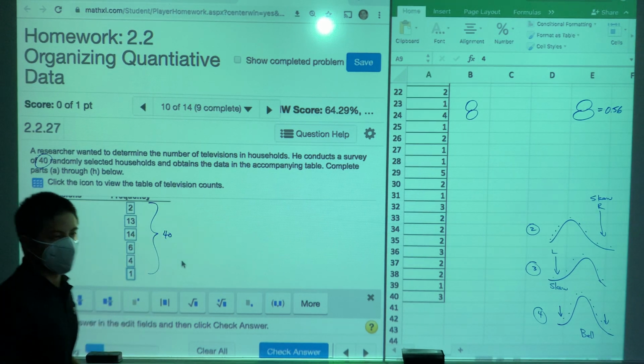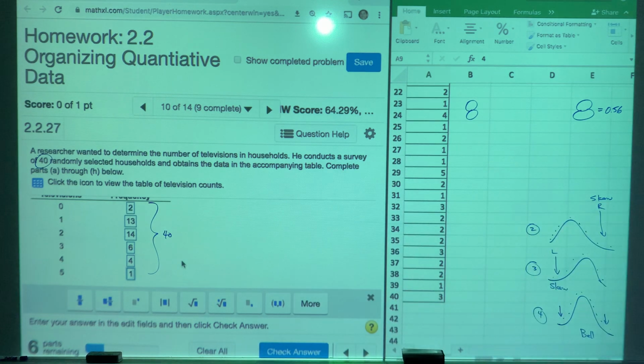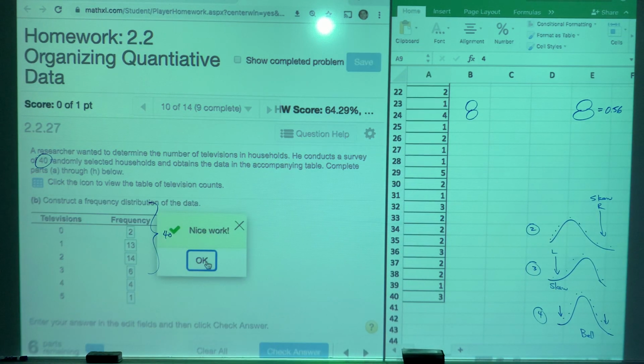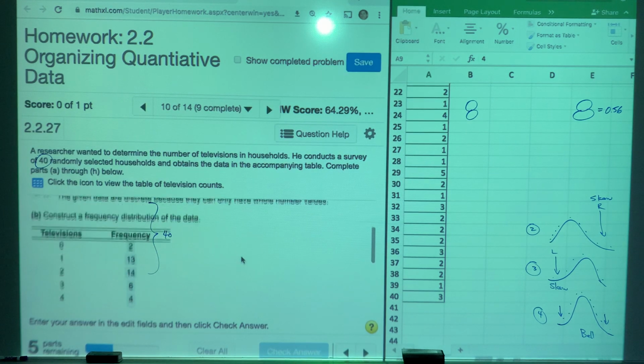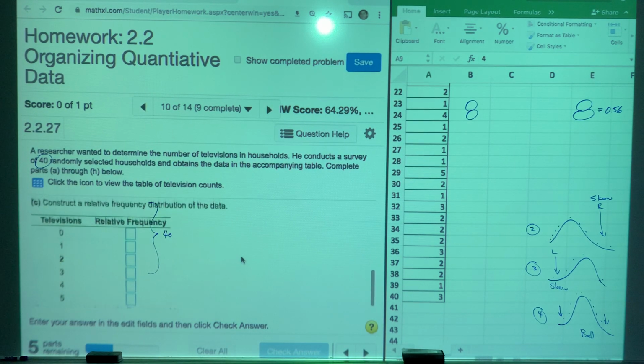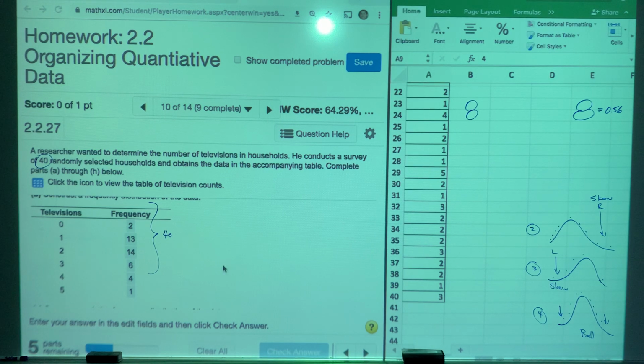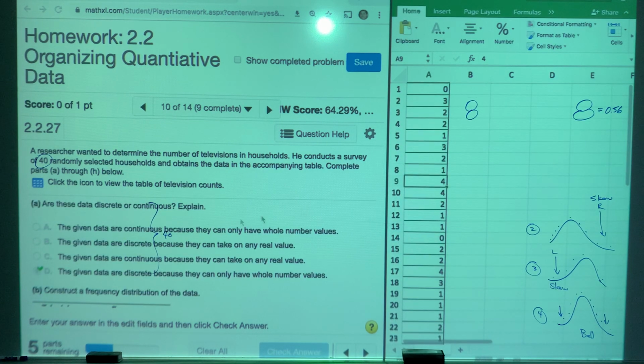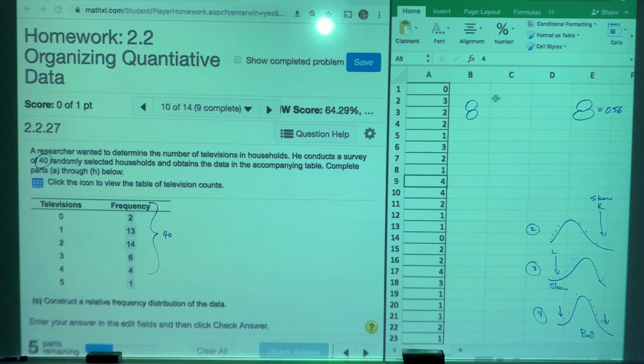Thank goodness. So if you check your work, it should add up to your total frequency or total number of respondents, okay? So now that I've got that, I can go do my relative frequency. So I'm going to go make my own chart. Take a look here.